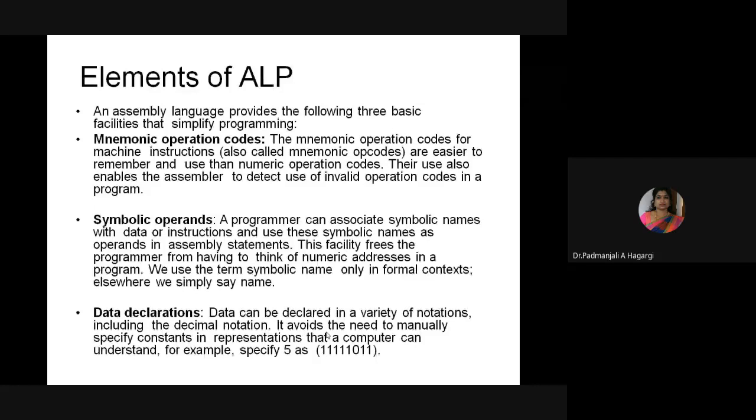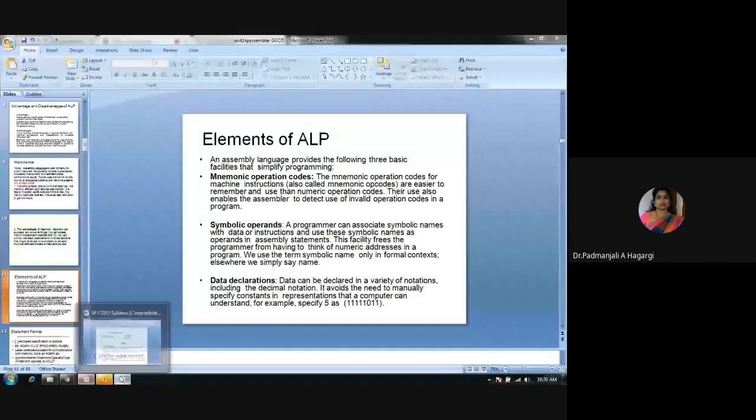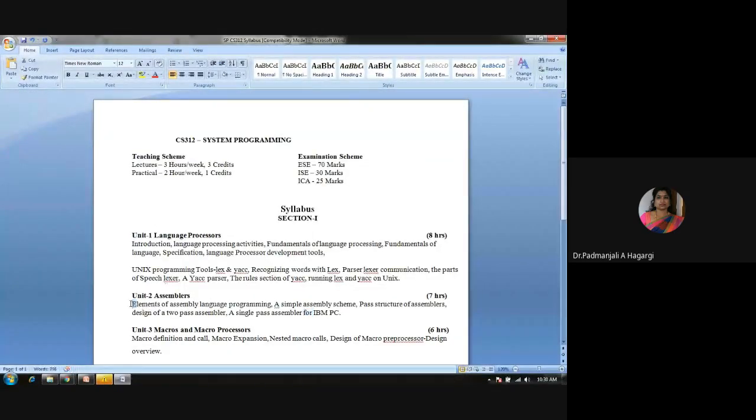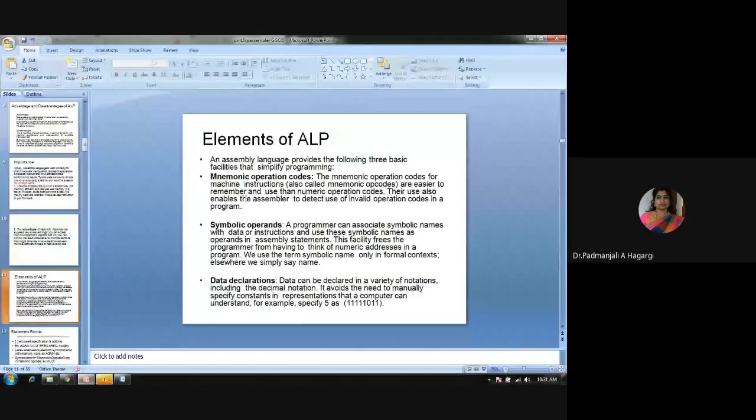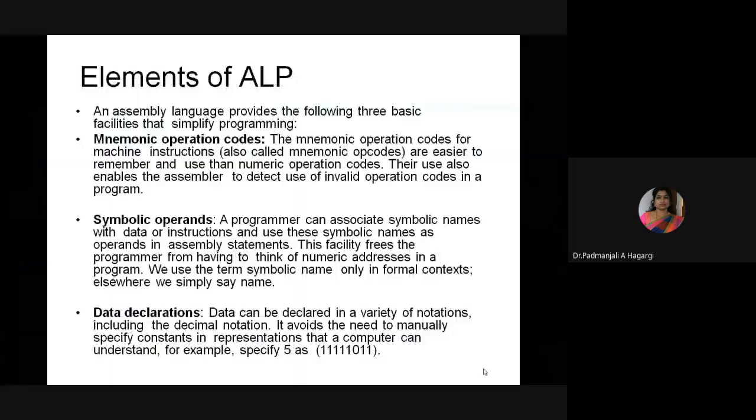So the elements, you need to remember again and again what the elements are, because as the syllabus says, the very first topic of the second unit of the syllabus is elements of assembly language programming. So the elements of assembly language programming are the mnemonic codes, symbolic operands, and data declarations. Mnemonic codes like add, sub, mul, these are the mnemonic codes. Mnemonic codes are also called opcodes.